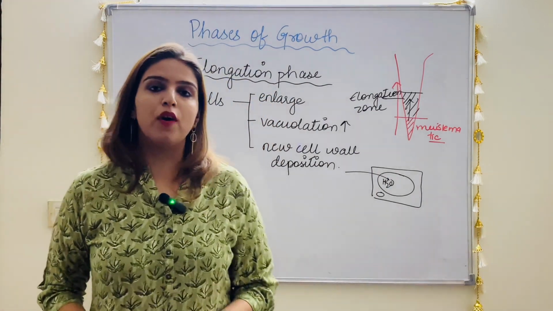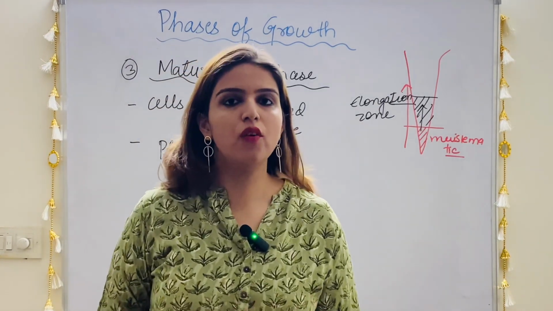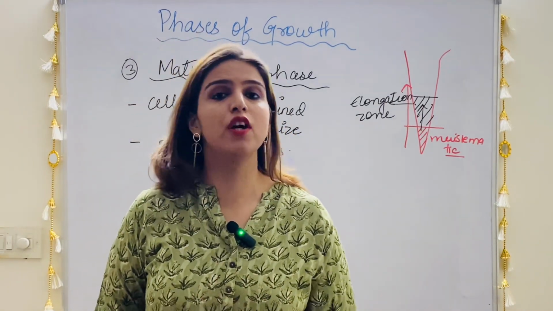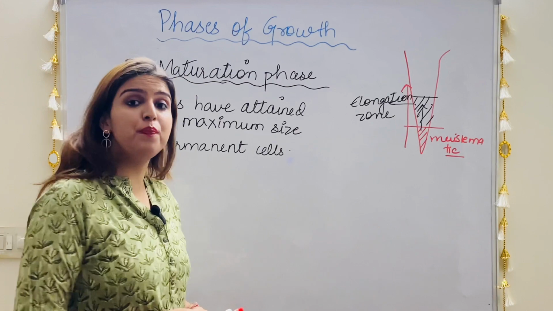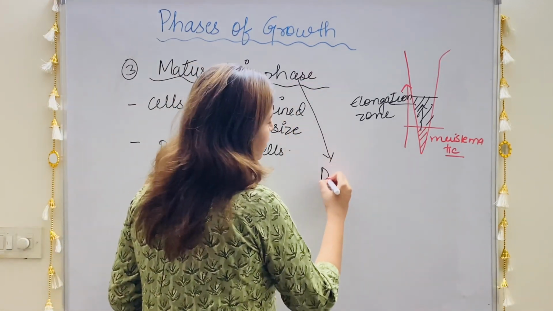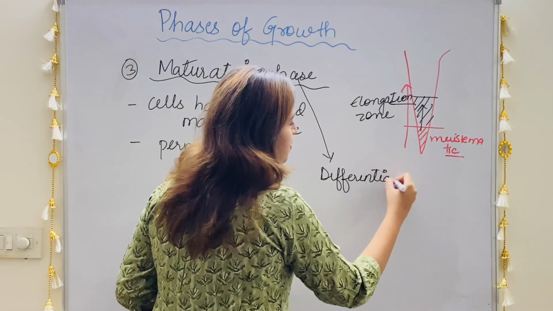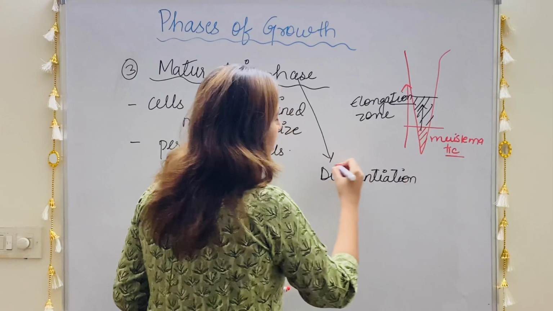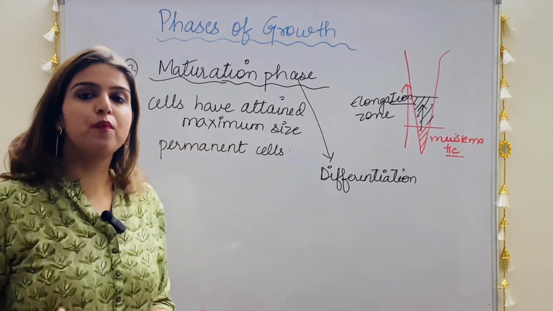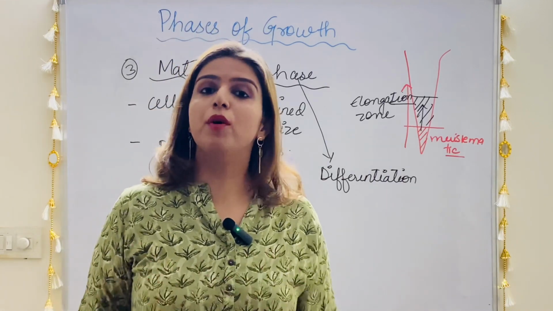Now let's talk about the third phase. Finally, the cells that have enlarged are now going to take up specific function. They are going to get specialized. So in the maturation phase, the cells undergo differentiation. Differentiation is the process where this meristematic cell will now become a specific type of cell, normally a permanent tissue, like it can become a parenchyma.